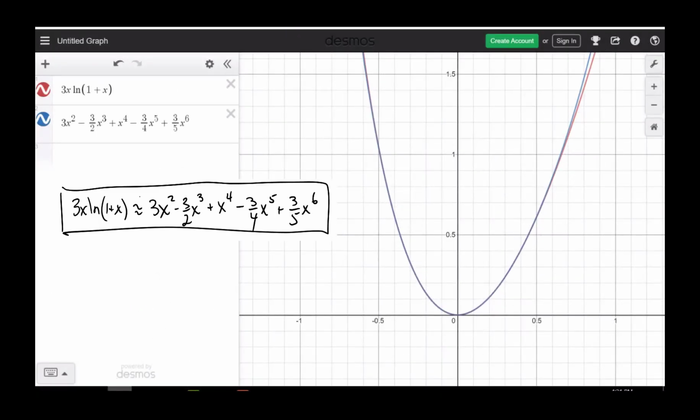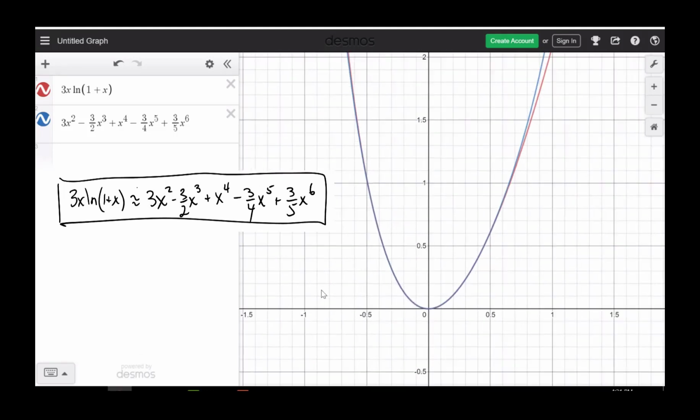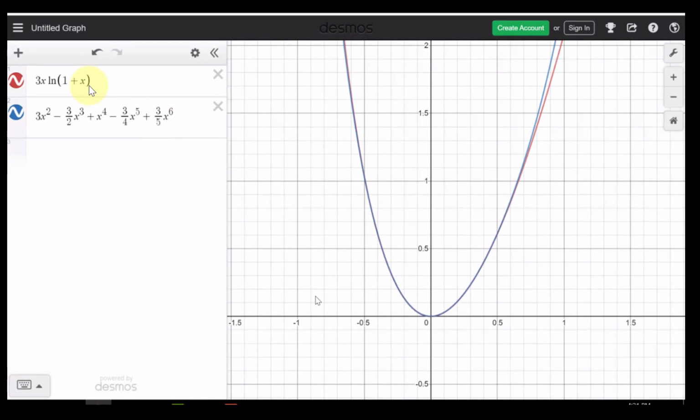Let's go back and take a look at the graph. We'll just take the first few terms here. So here in the graph I have 3x times ln of 1 plus x is the red curve, and these 5 terms, 3x squared minus 3/2 x cubed plus x to the 4th minus 3/4 x to the 5th plus 3/5 x to the 6th. What's significant here is that I've got an approximation for this ln function all in terms of a polynomial, right? A polynomial approximation for this transcendental function, which is really a useful tool for lots of things, as we'll see as we're finishing off this course.